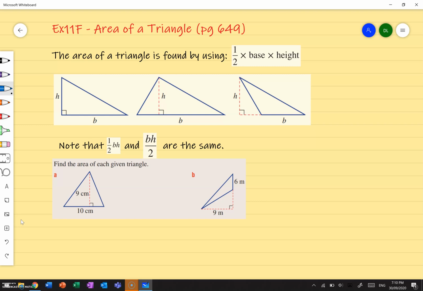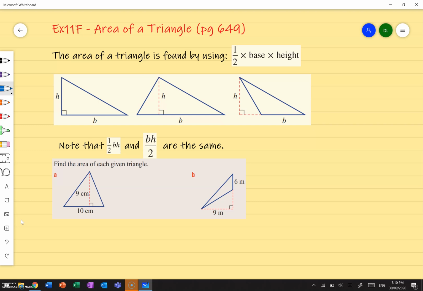This is exercise 11F on the area of a triangle on page 649 of your textbook. So we looked at perimeter, looked at area, looked at area of a square, area of a rectangle, area of a parallelogram. Today we're looking at the area of a triangle. It's something that's actually really common. And to find the area of the triangle, it's half times base times height. Okay, so that's the formula we're working with.